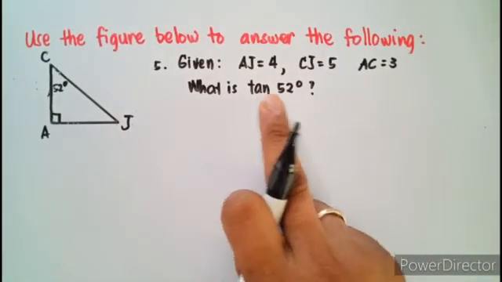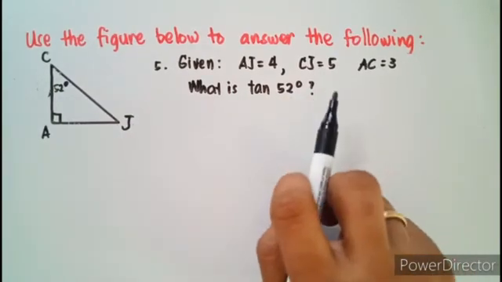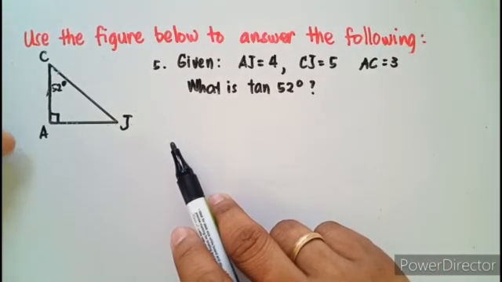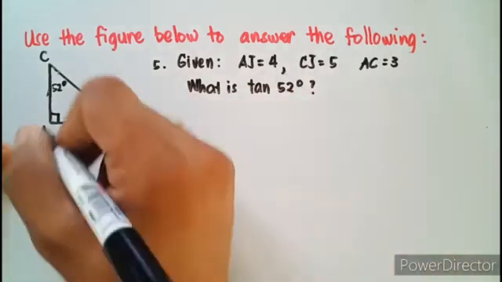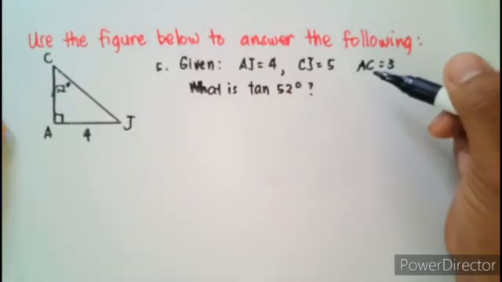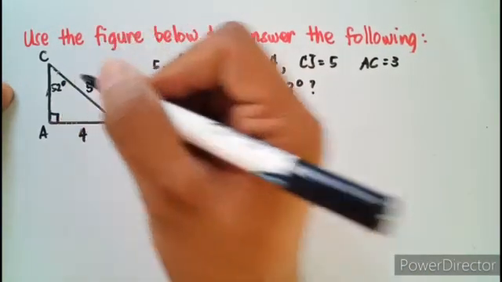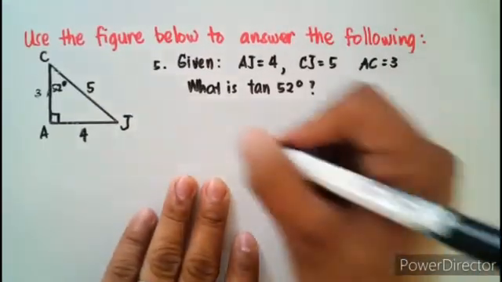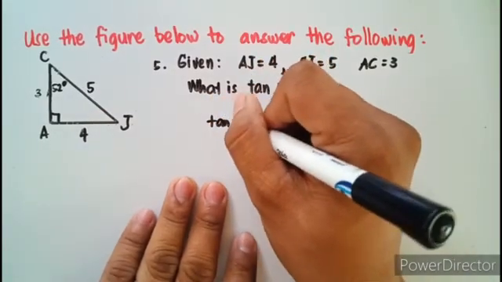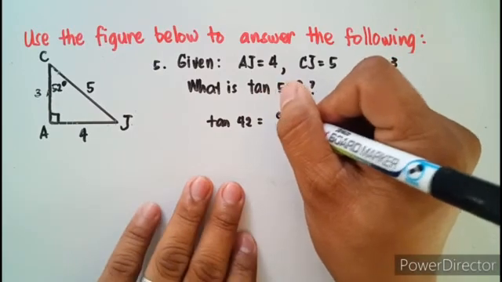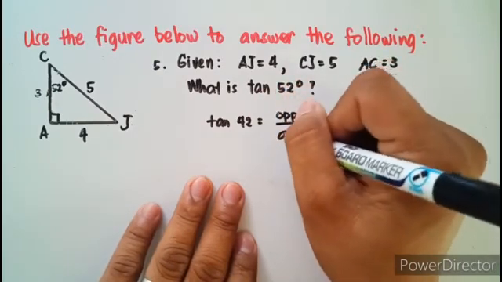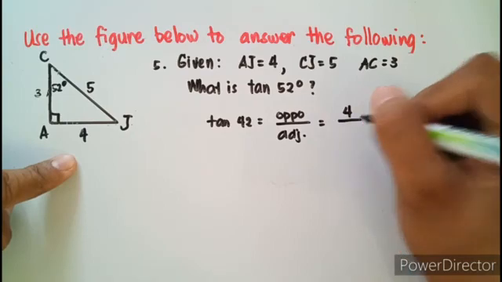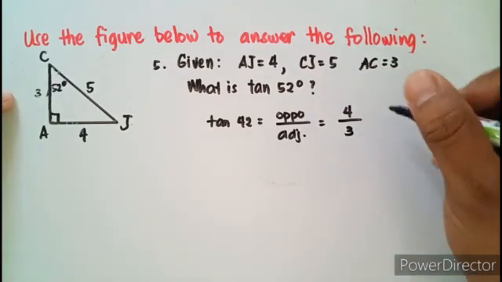Number 5, given AJ is equal to 4, CJ is equal to 5, AC is equal to 3, what is tangent 52 degrees? So first, we are going to label our triangle. So what is the measurement of AJ? AJ is 4. Then what is the measurement of CJ? That is 5. And what is the measurement of AC? That is 3. Okay, looking for tangent. So tangent theta or tangent 52 degrees, that is equal to, tangent is opposite over adjacent. So this is equal to, ang opposite side is 4 and our adjacent side is 3. So the answer for tangent 52 degrees is 4 over 3.